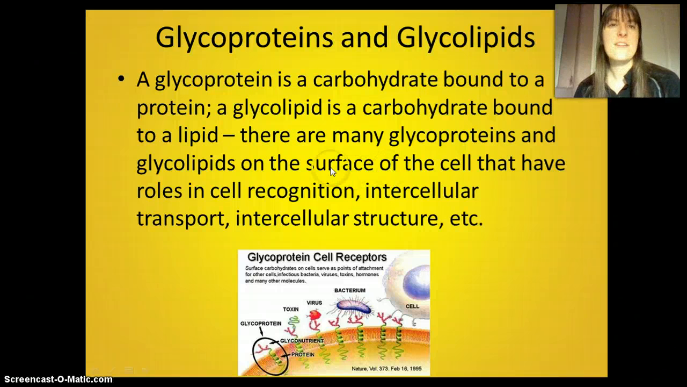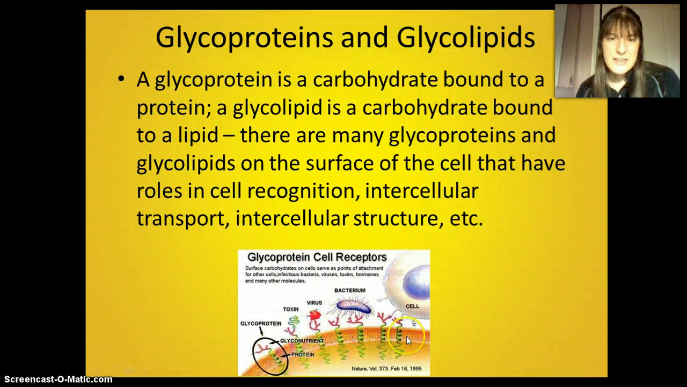So the first thing we have is a glycoprotein and a glycolipid. So this prefix glyco refers to carbohydrates. So a glycoprotein is a carbohydrate bound to a protein, and a glycolipid is a carbohydrate bound to a lipid. There's many glycoproteins and glycolipids that are going to be on the surface of the cell. They're going to be important in recognizing other cells or recognizing self versus non-self. They're also important in transporting things between different cells, in the structure between cells, etc.